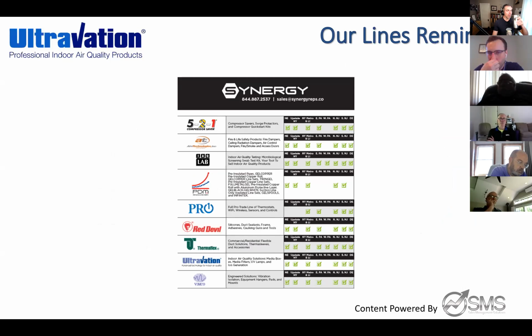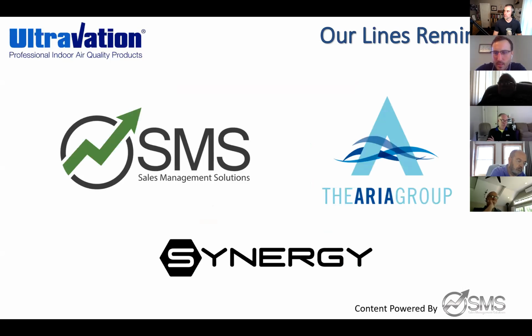All right, and we did put our line card on here just so you know what other stuff we sell, in case you were interested. We have 521 compressor savers and surge protection. We have air technologies, fire dampers, CRDs, access doors, louvers, PDM line sets, Red Devil caulk silicones, and duct sealant, Thermoflex for our flex duct, Ultravation, which we just spoke about, and Vimco for our vibration isolation. And we have one more line card on here. I don't know if you have it on here or not, Scott. We're waiting for the updated revision since we've launched H2O Coil.